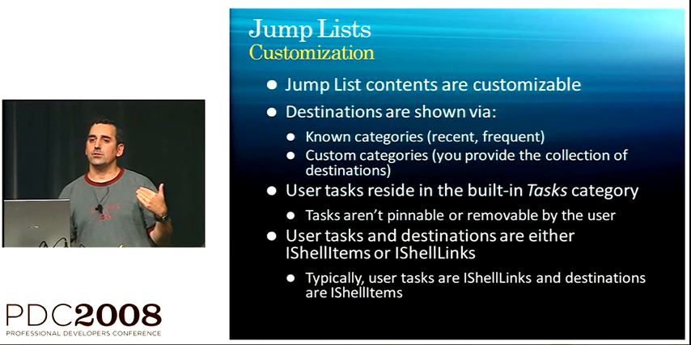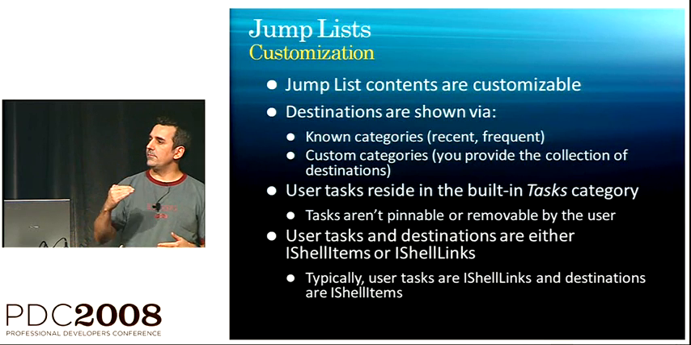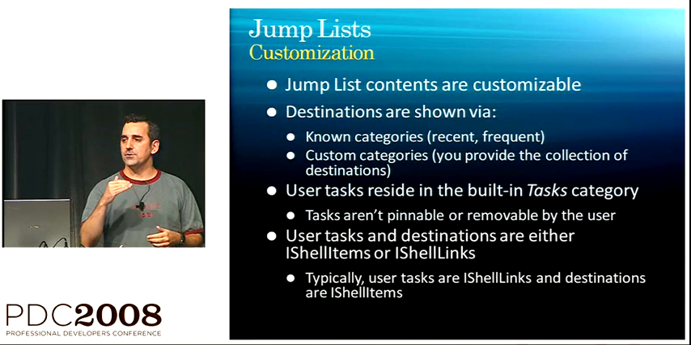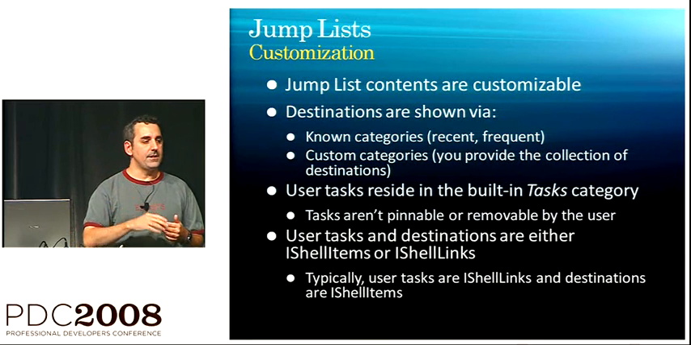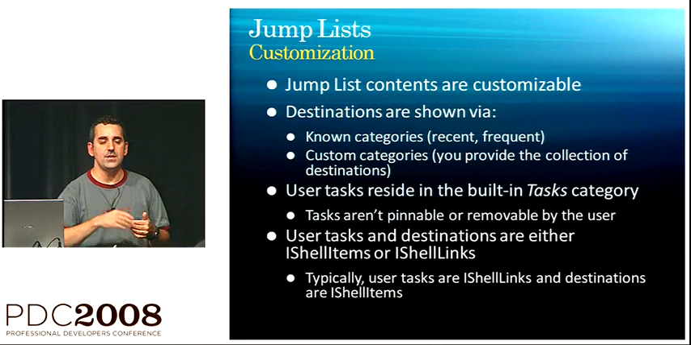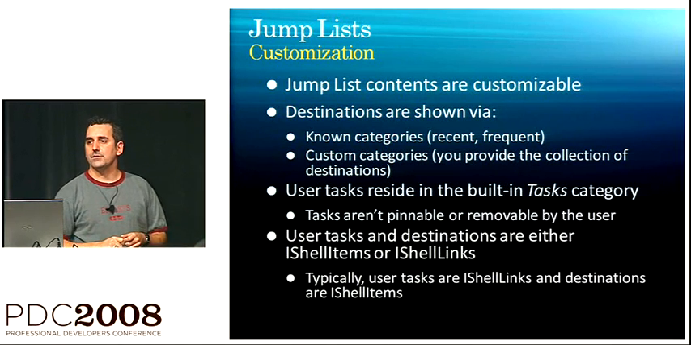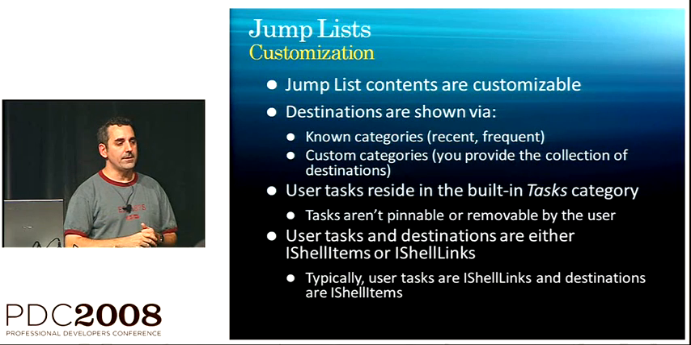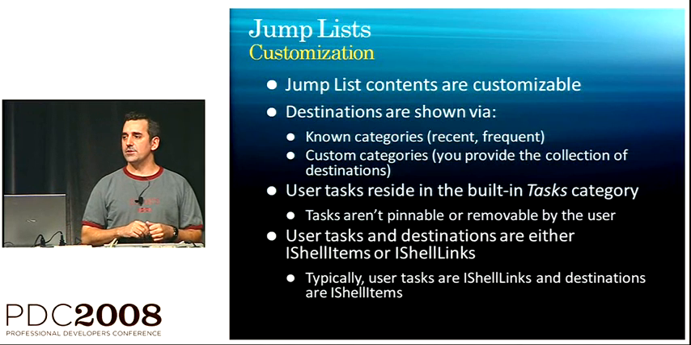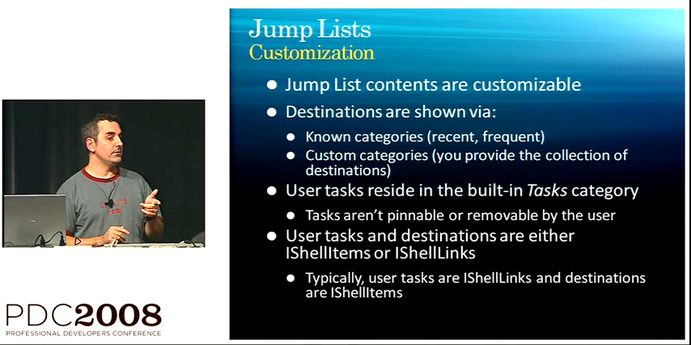User tasks can also be specified by your application. And they're populated into the built-in tasks category that we have. There's only one tasks category, and one difference between tasks and destinations is that destinations are things that are pinnable by the end user, first of all. Tasks cannot be pinned, they're just always there. And secondly, destinations can be removed from the list by the end user, whereas tasks, again, are more static. They're always present.